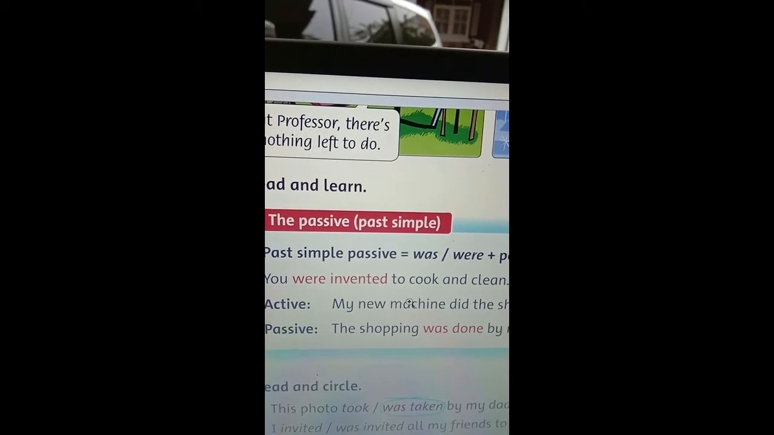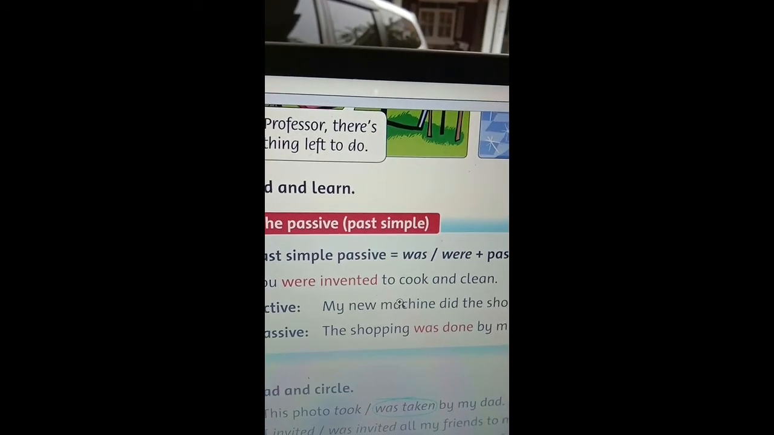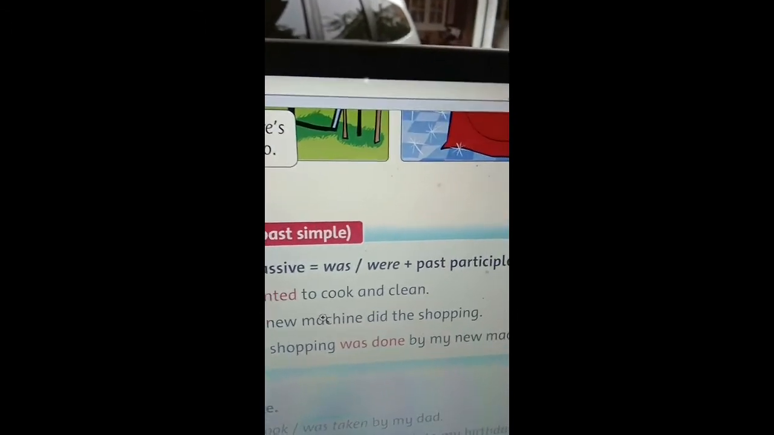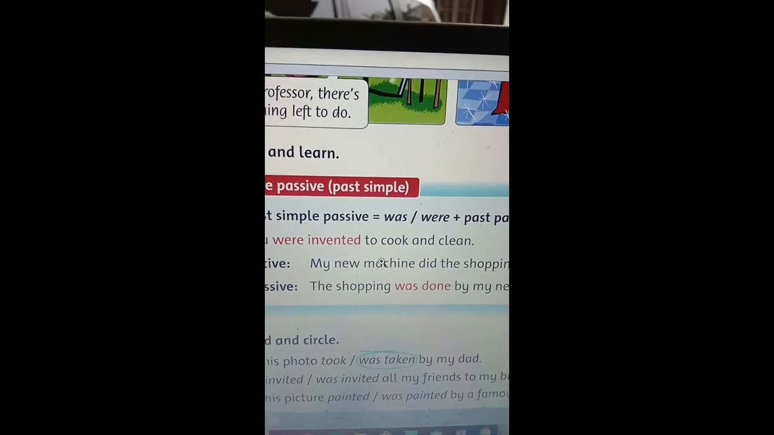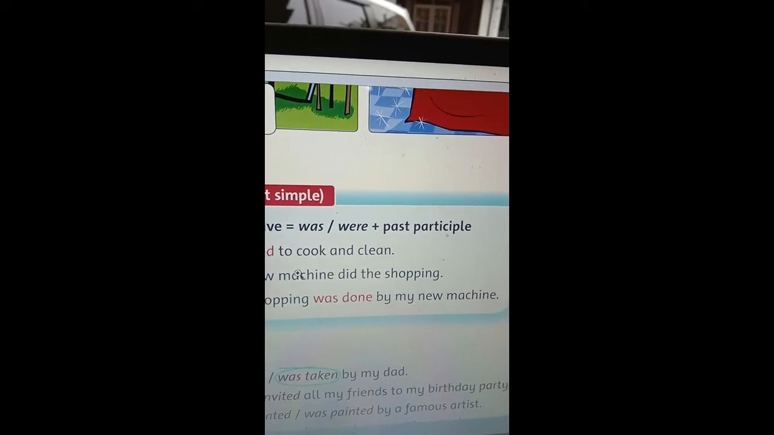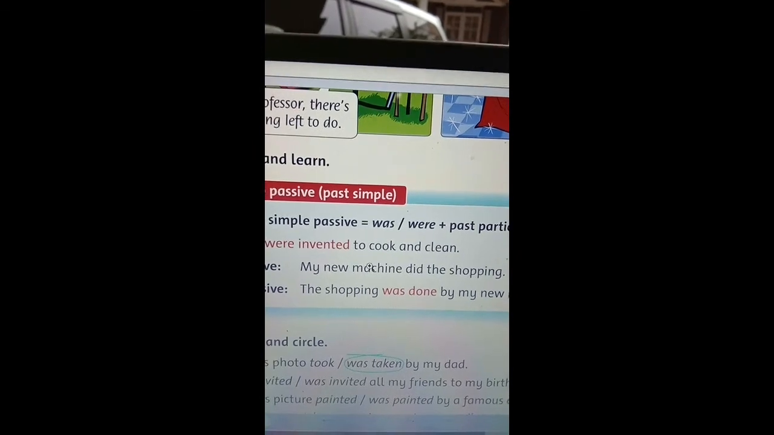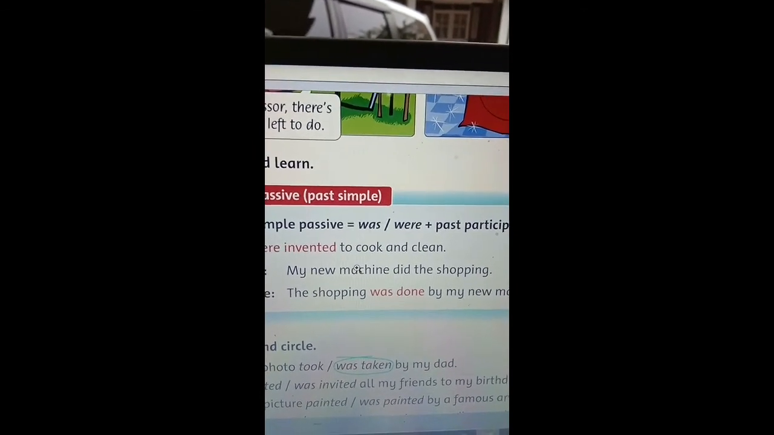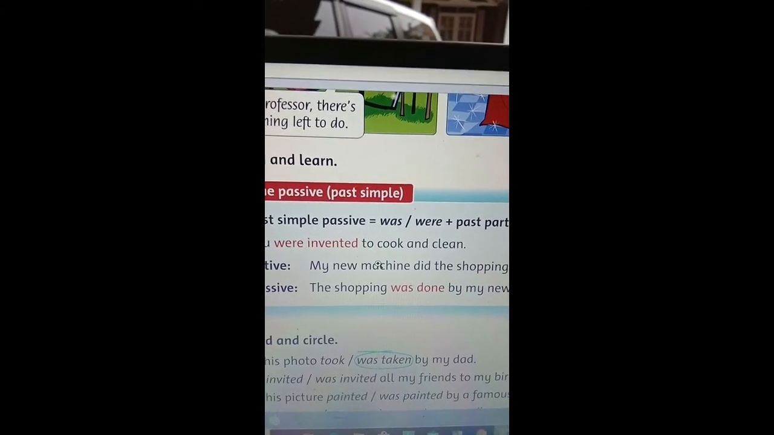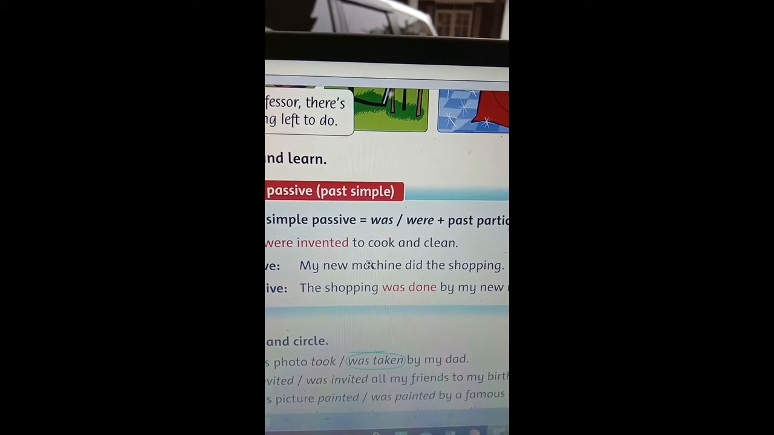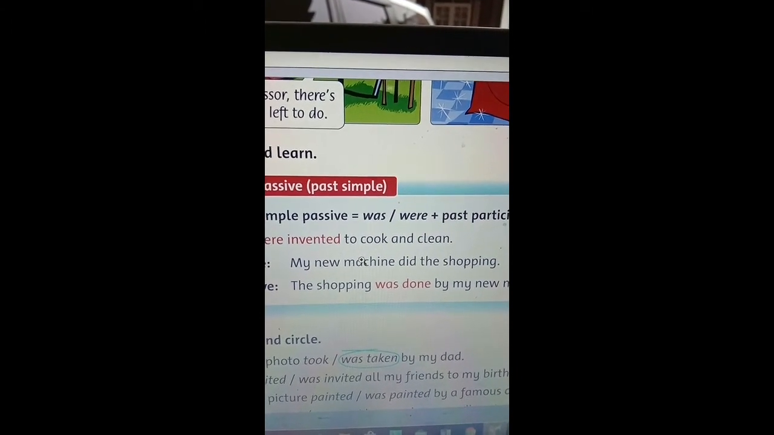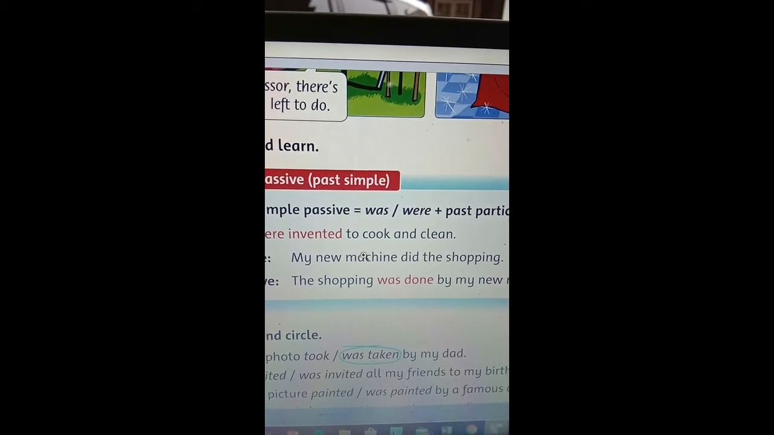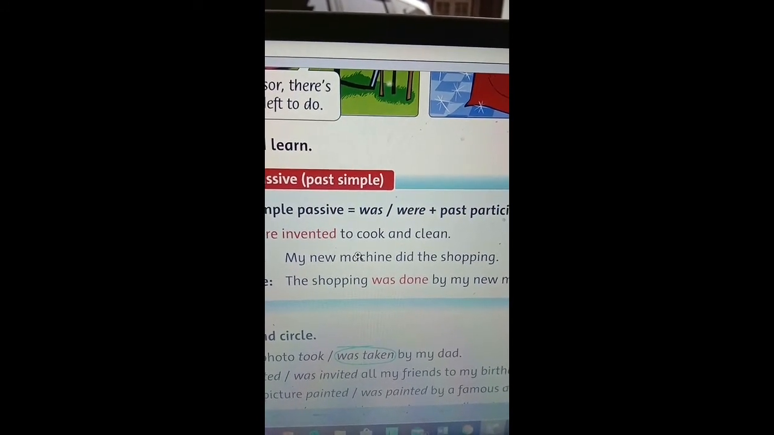And then we have an example, the active. My new machine did the shopping. The shopping was done by my new machine. So when we change it to passive, the shopping becomes the subject, and we use the past participle, the verb 3 of to do, which is done. So we have do, did and done.